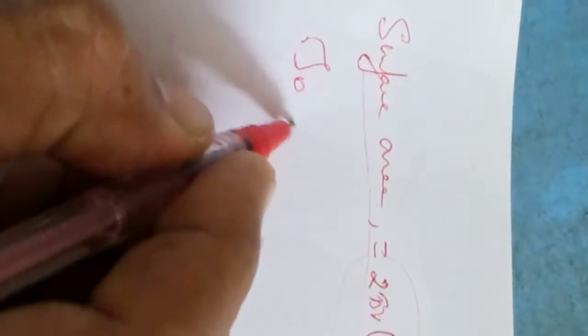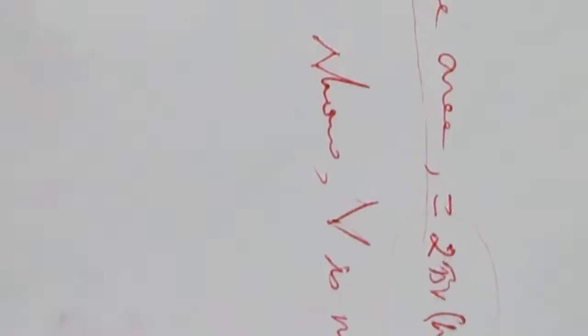He wants us to show that the volume of the cylinder will be maximum if the height is equal to the diameter of the base. So what we need to show is that volume is maximum if your height is equal to the diameter of the base, that is h equals 2r.